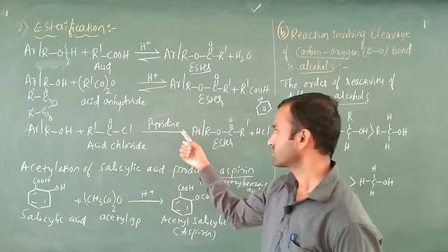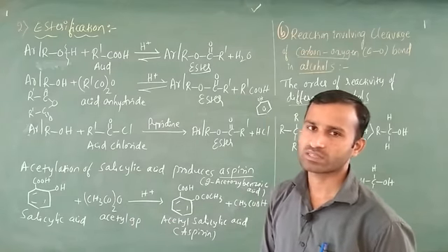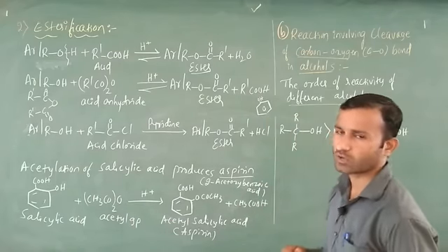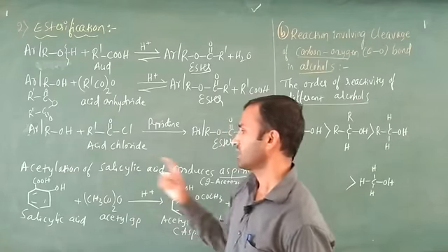Okay, I think the structure and role of pyridine I explained in haloalkanes and haloarenes. I think thionyl chloride is there, no? In that case. Okay, if you want you can refer to my video. Okay, no problem. The next one is what?